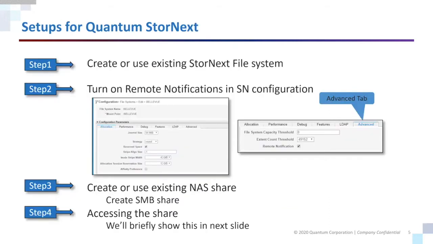Before we get into Van's presentation, I just wanted to give a few steps that we took in advance setting up a file system. Basically, you either have a file system already defined, or you're creating a new one. One of the things we have to do is enable remote notifications within the StorNext configuration. If it's an existing file system, you just go into the edit side of it and enable remote notifications, and then either have an SMB share or create one on top of the NAS stack on top of the Xcellis appliance. And then accessing the share.